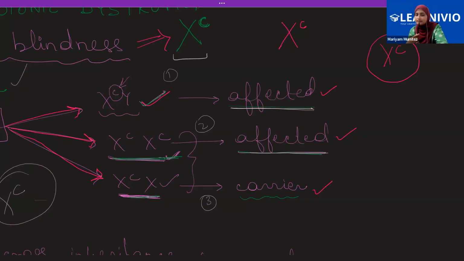You might understand. See here. The male that carries the color blindness gene on the X chromosome is said to be affected. If you look at the third situation, the female that carries one of the genes is a carrier. So why is the male affected and the female a carrier? Come on, you can do it. You can tell me the right answer.